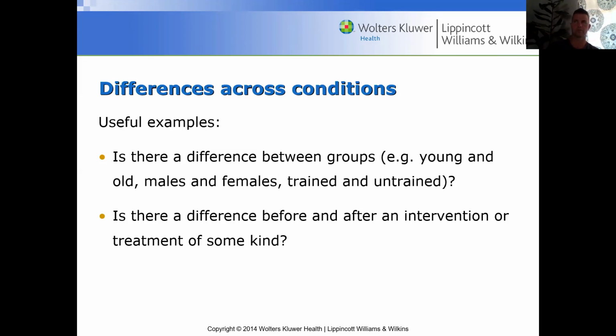Trained and untrained. If we gave someone the same protocols, trained versus untrained, well, the untrained folks may see greater gains because they're doing something their body's not used to, whereas the trained folks are doing something very similar to what they've already been doing, so there may not be much difference, right? And then how young and old people react to the training.